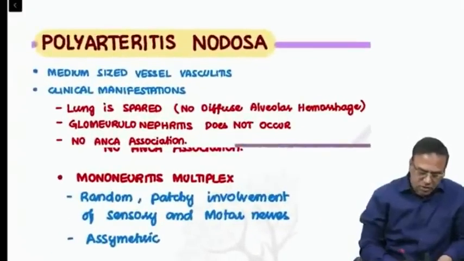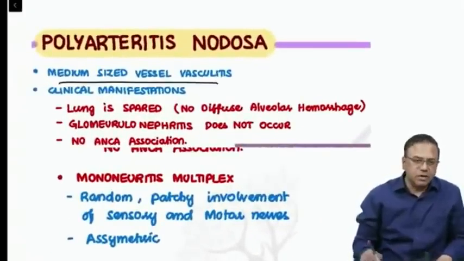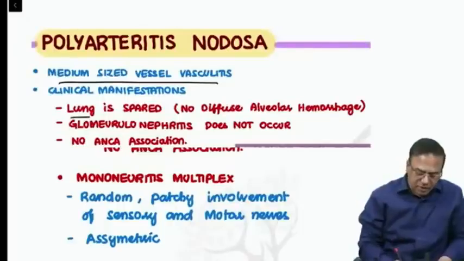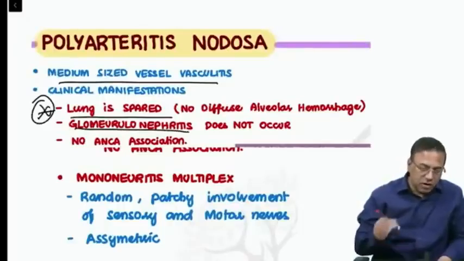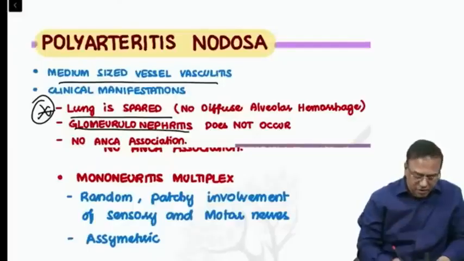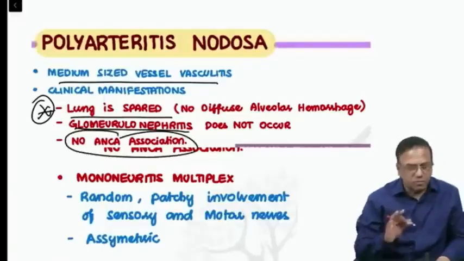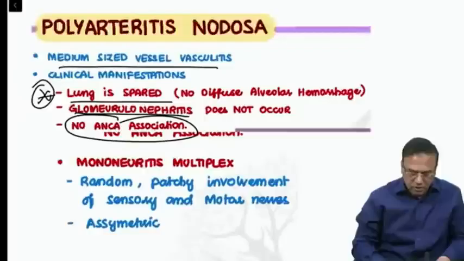Polyarteritis nodosa is a medium-sized vessel vasculitis, and because it does not involve small vessels, lung is spared. That's the most repeated question in our exam. There's no glomerulonephritis, although renal artery branches are involved and kidney is affected. And the patient does not have any ANCA association. No P-ANCA, no C-ANCA. Remember, in PAN and HSP, there's no ANCA association.